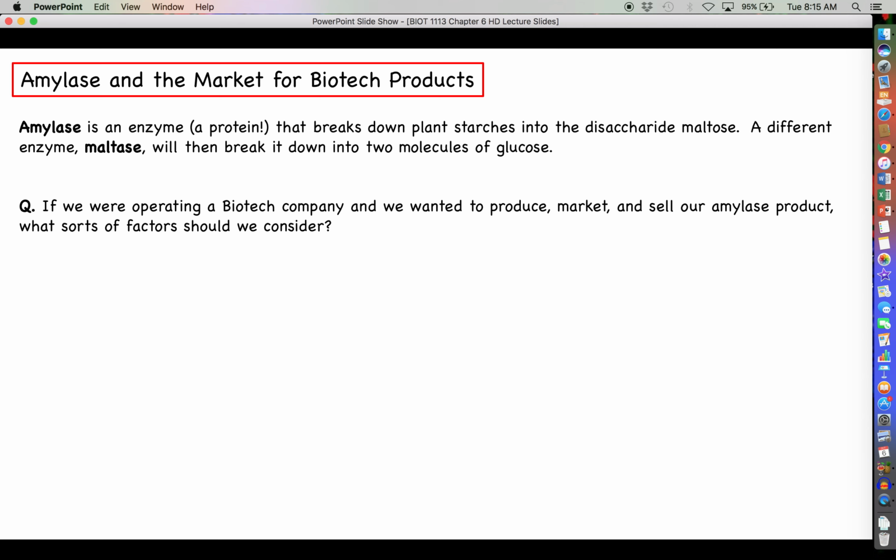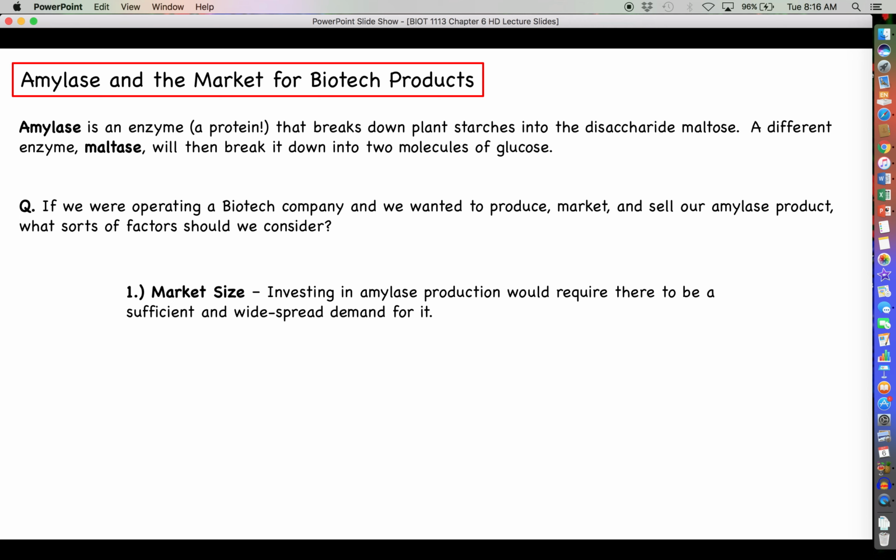So amylase represents a very high potential biotechnology product, something that if we wanted to, we could develop technology to mass produce, and we could sell it and market it. So if we were operating a biotech company and we were interested in doing this with amylase, what sort of factors should we consider? Because we've said in the past, you need to consider things like how easy is it going to be to make this product? Is it really in our wheelhouse or in our expertise? How much is it going to cost? Is it going to be safe? And things of that nature.